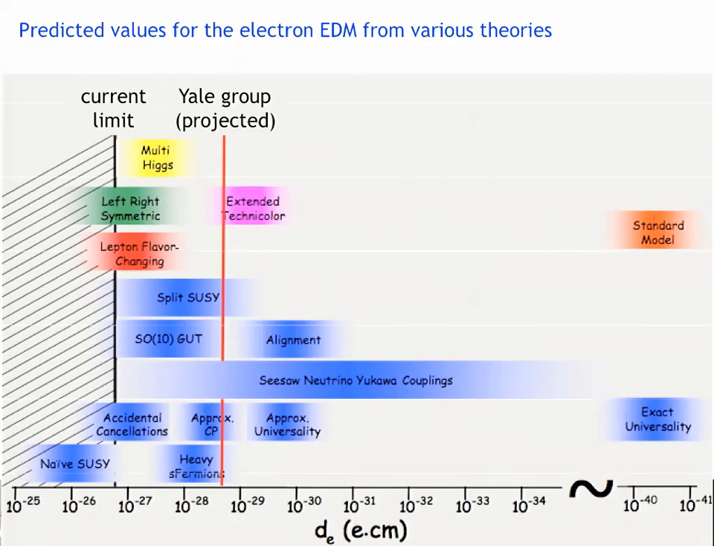So the plan of the Yale group is they measure and measure and measure, and they get so much statistics that they say, aha, I've reached this value in my resolution. If I haven't found the electric dipole moment of the electron yet, all of these theories are wrong, or at least they have to fudge their parameters to move their predictions down a bit. And of course, if they do find a value at exactly here, then split supersymmetry is consistent with experimental observation.